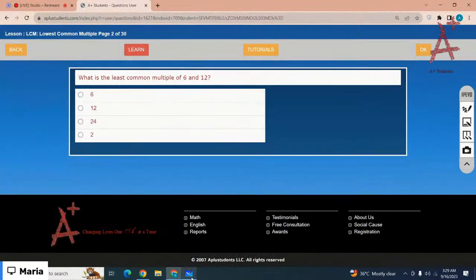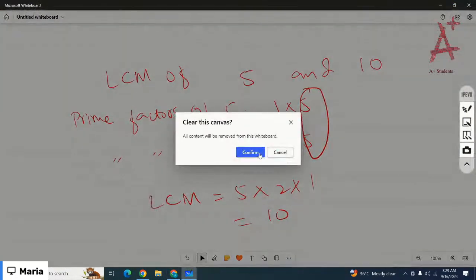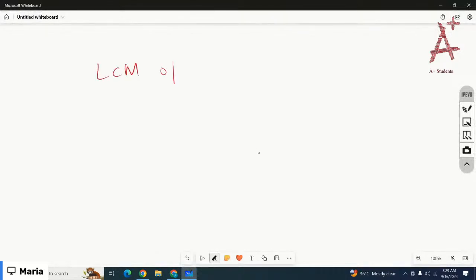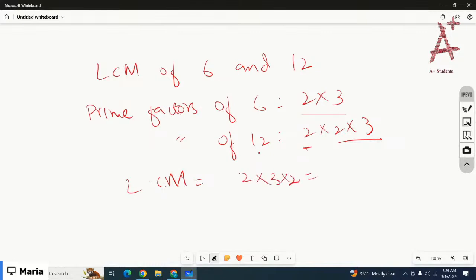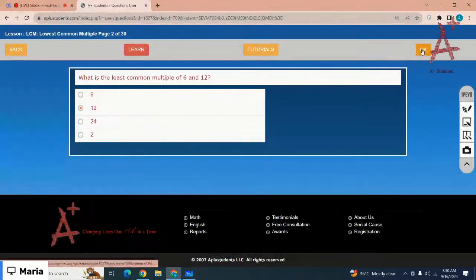What is the least common multiple of 6 and 12? You have to write down the prime factors of 6. They are 2 times 3. Then the prime factors of 12, they are 2 times 2 times 3, right? So the LCM is 2 times 3, and that is the common factor, right? And the leftover factor is 2. So it would be 2 times 2 is 4 and 4 times 3 is 12. So that is 12, right?